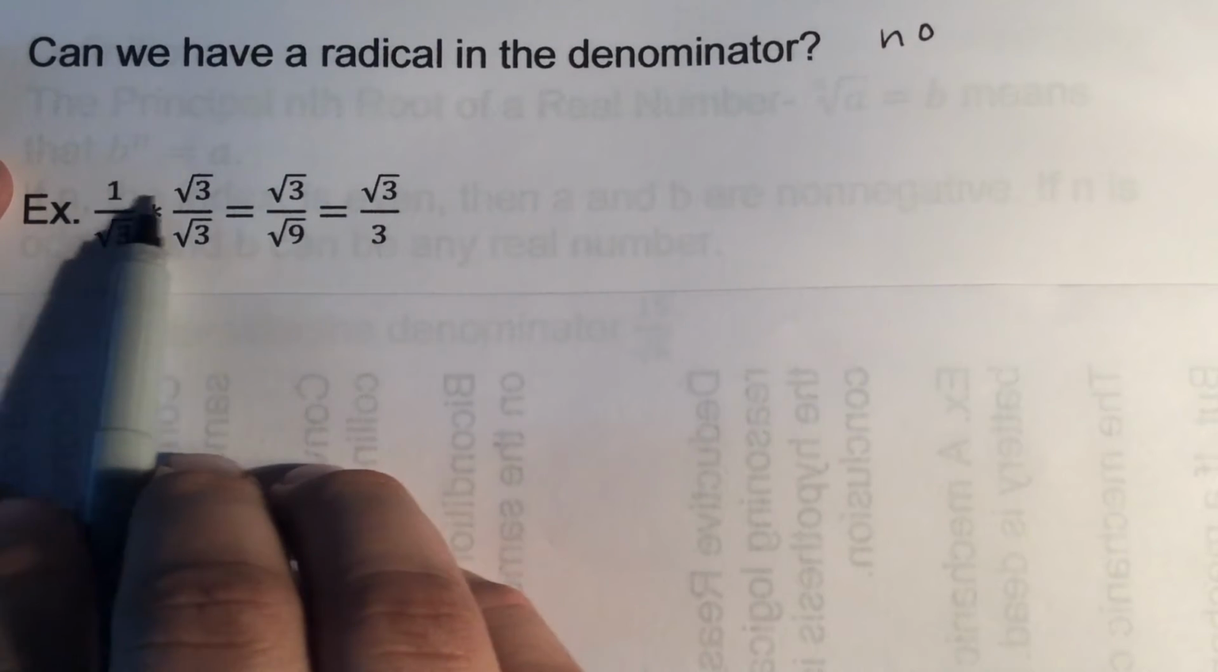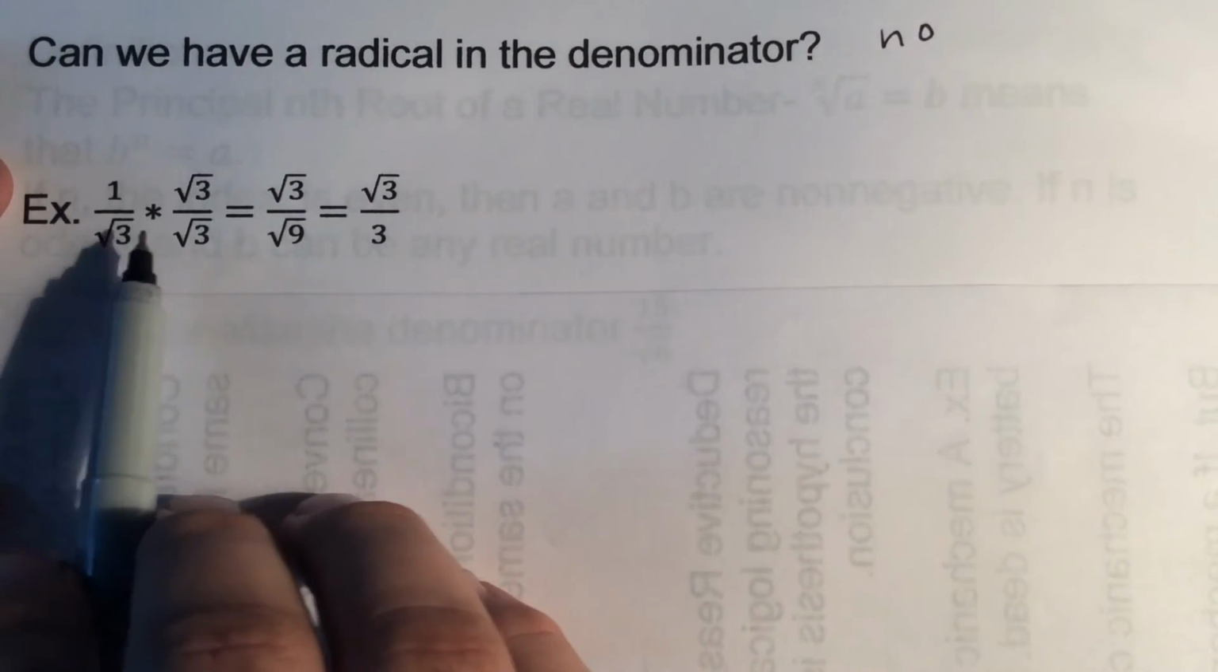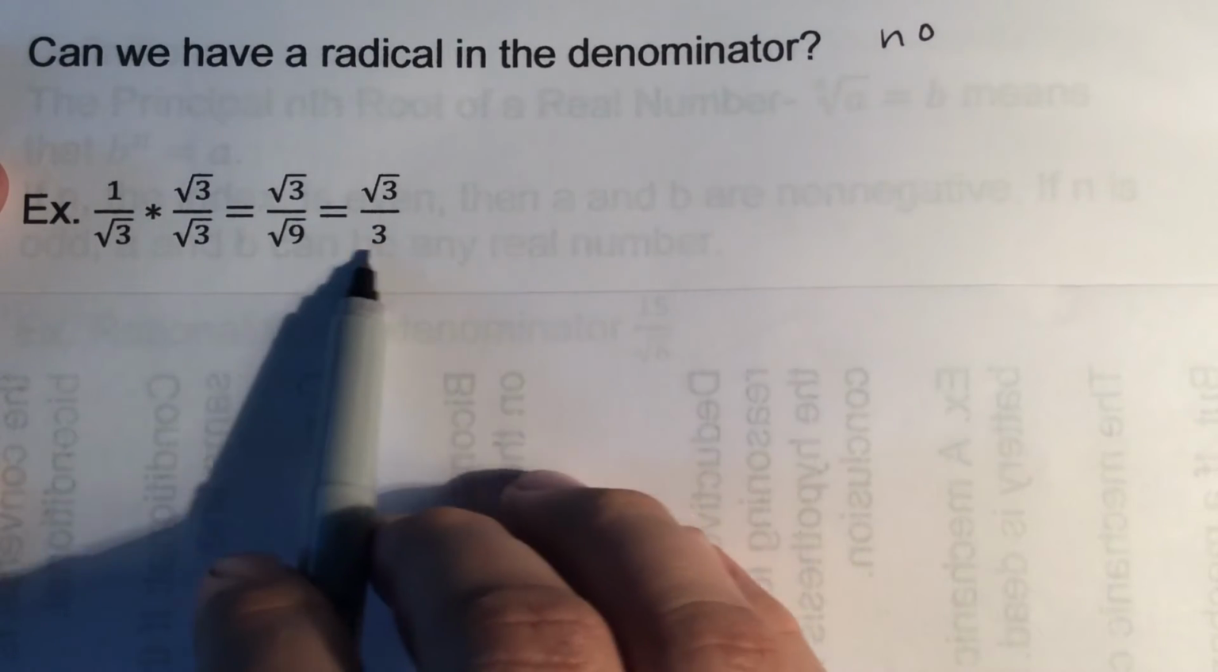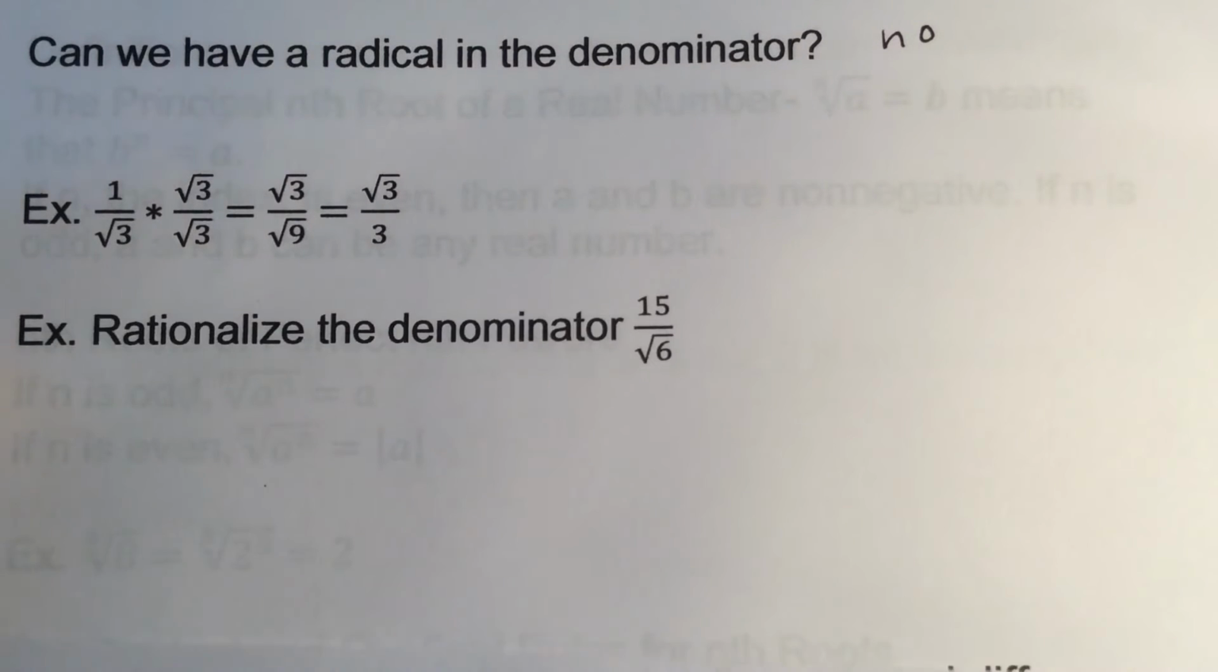So then we go straight across. So 1 times square root of 3 is square root of 3. Square root of 3 times square root of 3 is technically square root of 9, which is 3. So now that square root's gone off the bottom, it's moved to the top, and now we're good to go.